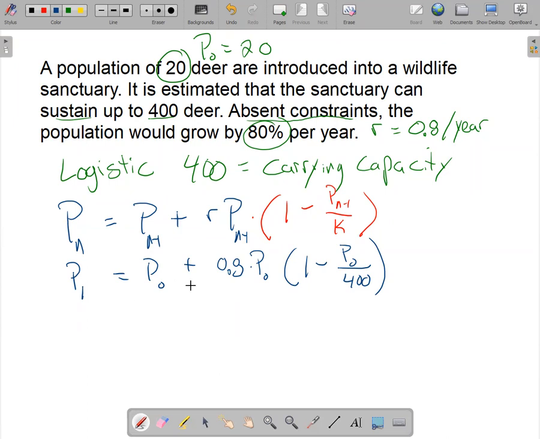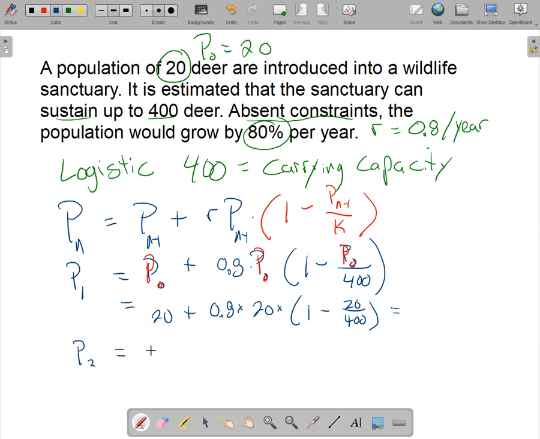So this intermediate step isn't really necessary. You could have just plugged in the 20 there and there, but I just wanted to remind you, this is how it's going to work each time. Each time I use this formula, the 0.8 stays the same, the 400 stays the same, and I just grab whatever the previous population is, and that goes there, there, and there. So plugging in numbers is going to be 20 plus 0.8 times 20 times 1 minus 20 over 400. And then we'll whip out a calculator, get a number, and then we'll repeat that for P2.